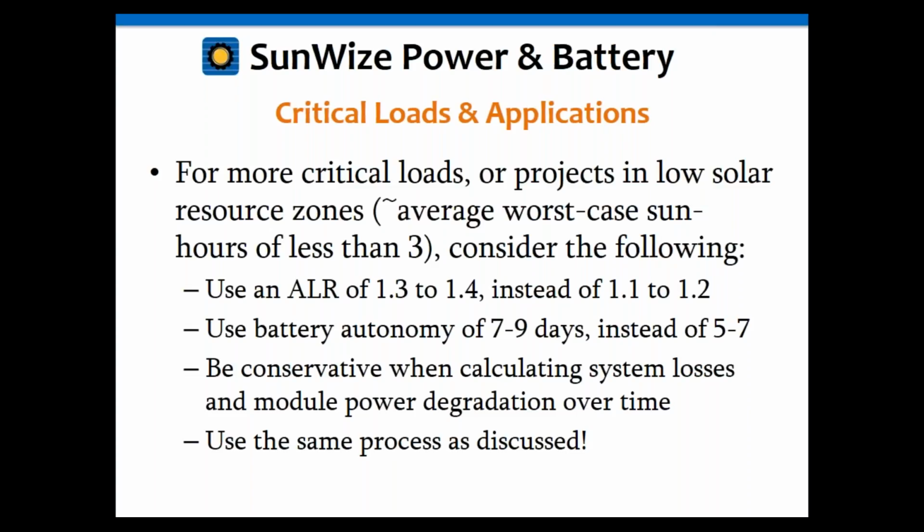On the ALR, again, 1.3 to 1.4 for critical loads. 1.1 and 1.2 are okay for non-critical. The battery, 7 to 14 days. Again, the 14 days if you're up in some really bad areas of the U.S., the upper northeast and northwestern corners. You're going to find that the sunlight there is pretty bad. And I just cannot highlight enough the fact that a 5-day battery should be the minimum you're using for this.